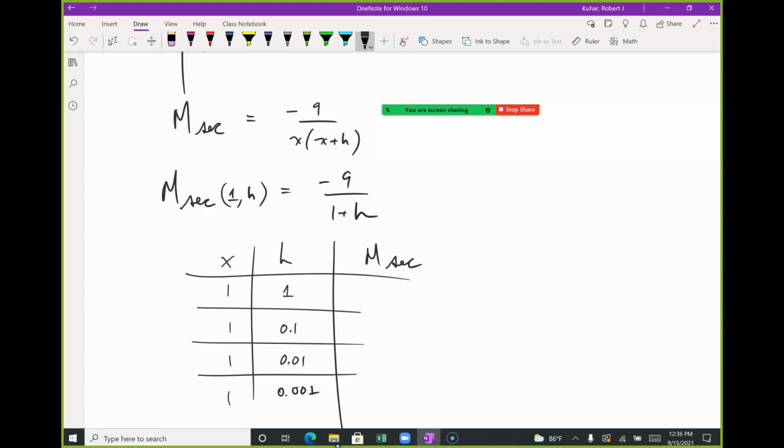So I'm now just plugging those values into h, right? So what's the first one? -9 over 2. What is that? 4.5? -4.5. -9 over 1.1. So -8.18 repeating. Oh, I did that. Did I do that right? Yes.